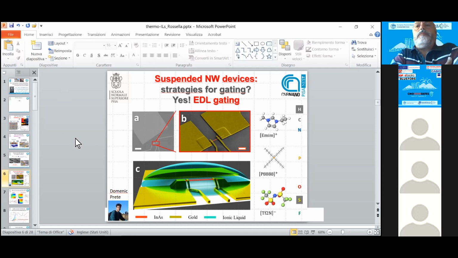So actually, we suspect that this can have an impact, of course, on the gating action of the ionic liquid onto the nanowire upon freezing. But we didn't go accurately into this point, Adam. Maybe, okay, Dominic has pointed out that it should undergo a glass transition to amorphous. Ah, okay.